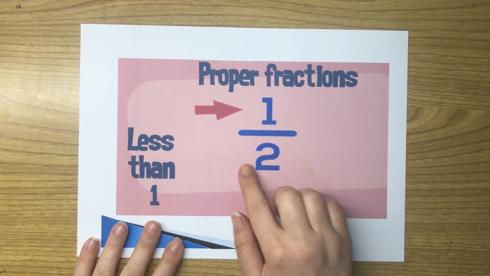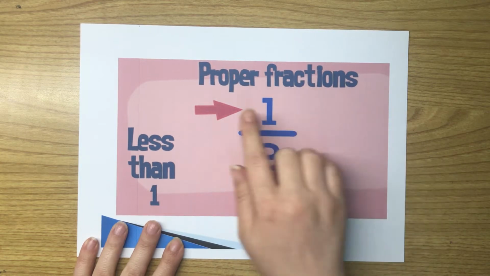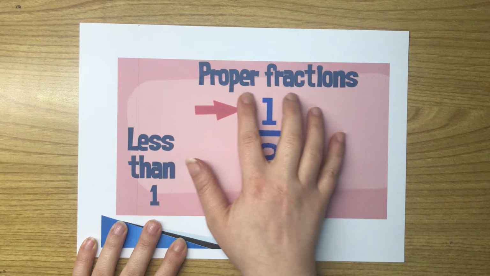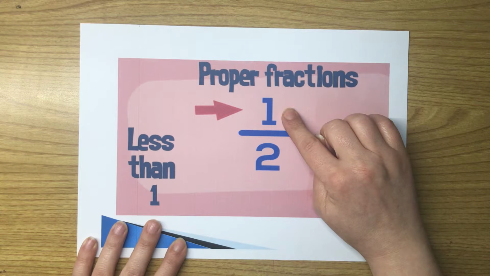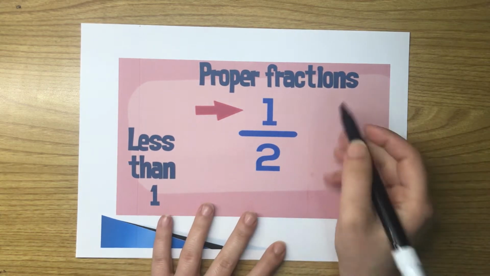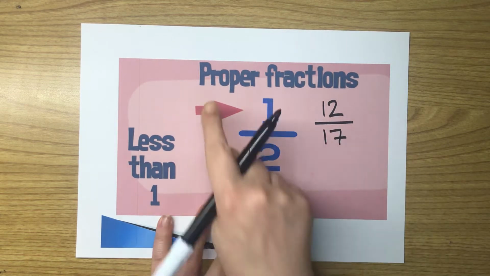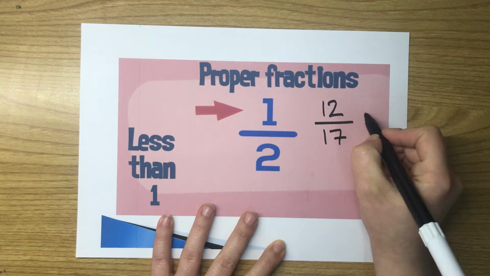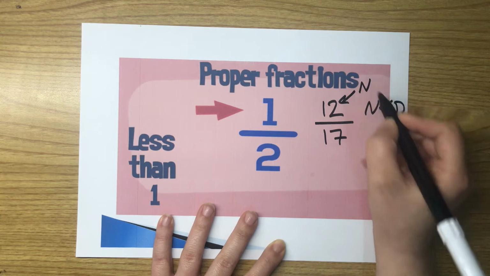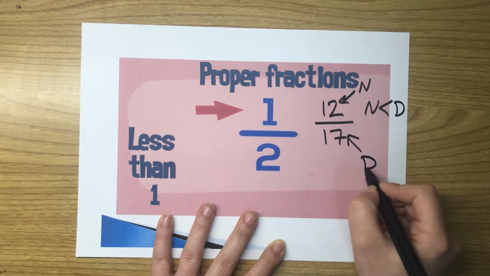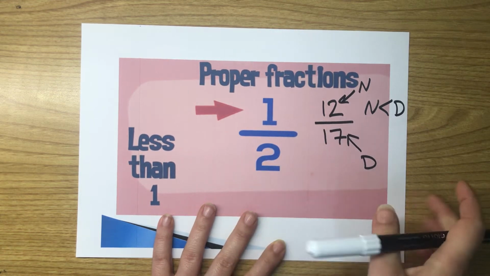We are talking about one whole that has been divided into two equal parts and one of them has been taken. So this one is called a proper fraction, when the numerator is less than the denominator. 12 out of 17 is a proper fraction because the numerator is less than the denominator. Remember, this is the numerator and this is the denominator. Okay? Proper fraction, numerator less than denominator.